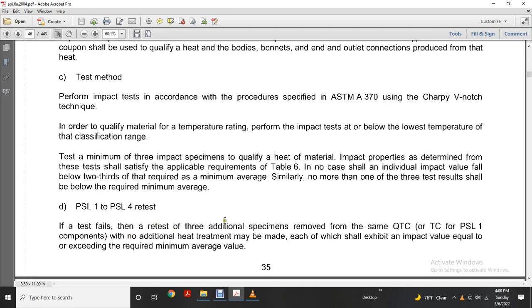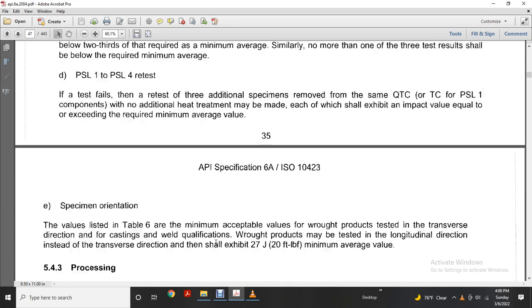Retest: if the test fails, retest with 3 additional specimens removed from the qualifying QTC or TC, for product specification level 1 components. No additional heat treatment may be made. Each of these shall exhibit an impact value equal to or exceeding the required minimum average value.